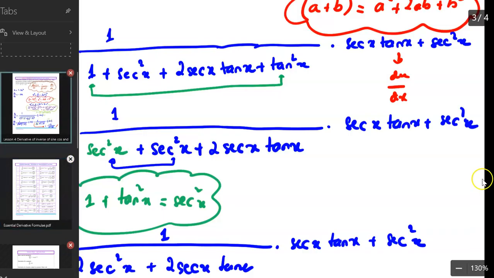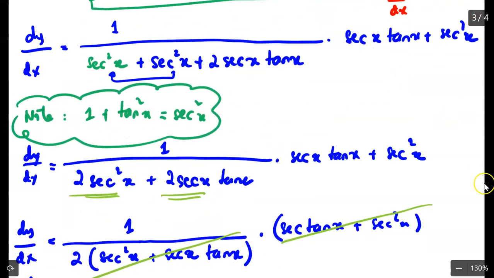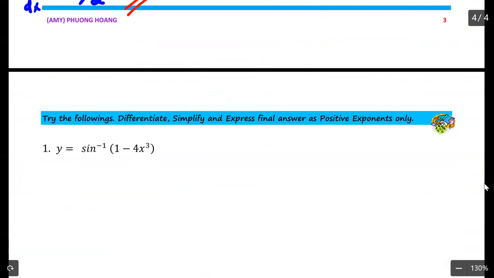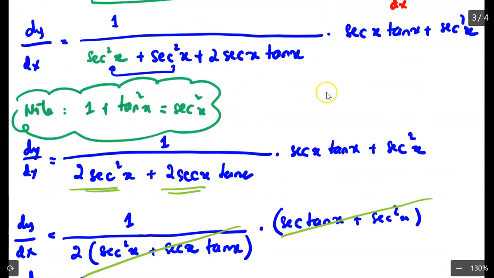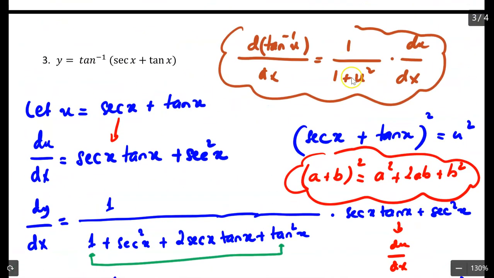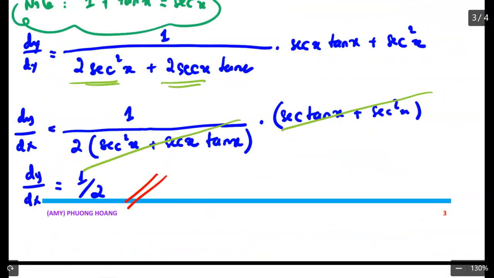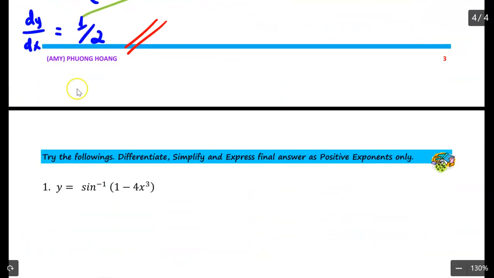I do have a few questions I would like everyone to try, very much similar to the example that I have given here. So make sure that you try this question and then check the solution online.